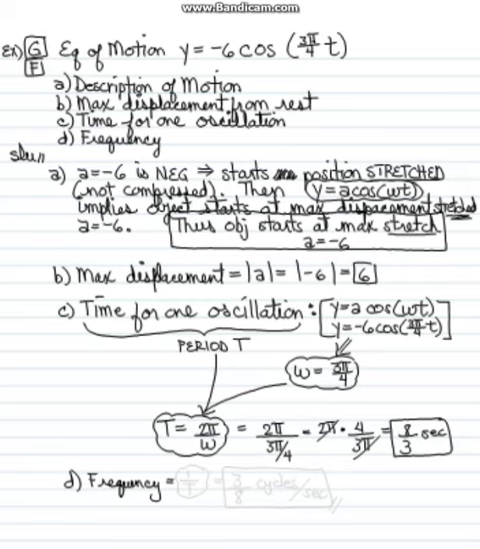That's fine. Okay, frequency. Frequency is the reciprocal of period, so it's 3/8. The frequency of this motion is 3/8 of a cycle every second.